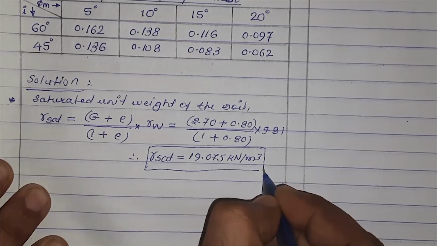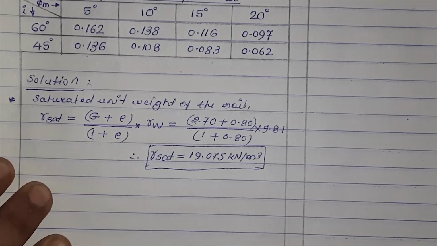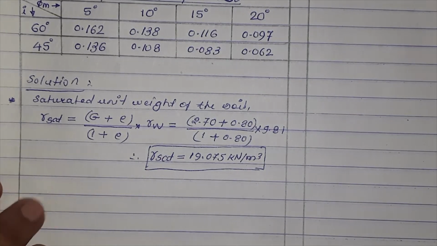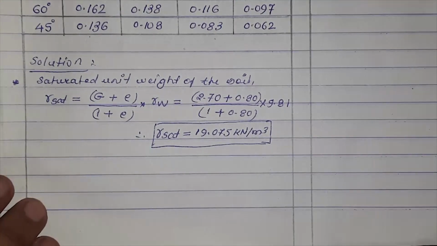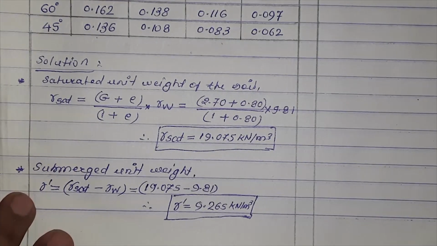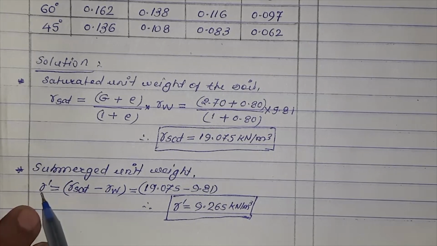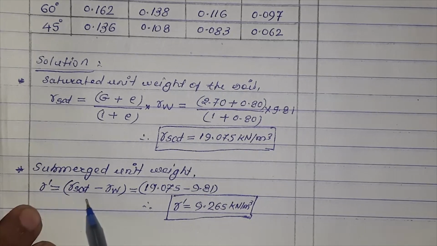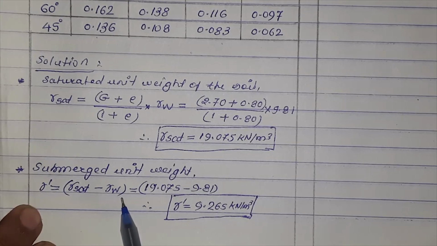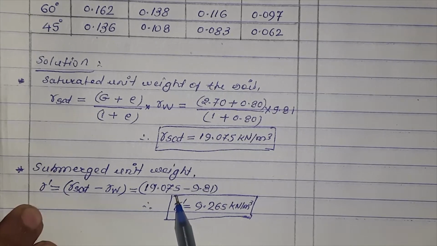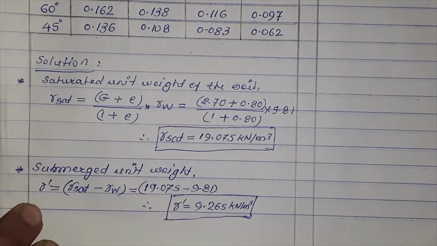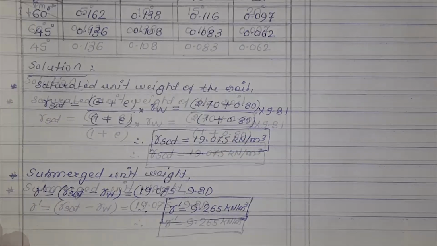Using this unit weight, which is in saturated condition, we can find out submerged unit weight of the soil. Thus, submerged unit weight of the soil is gamma dash equal to gamma saturated minus gamma w. So 19.075 minus 9.81 comes out to be 9.265 kilonewton per meter cube. So we are ready with unit weight of the soil.